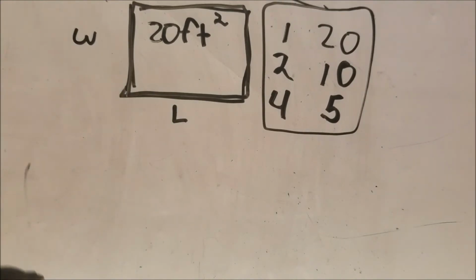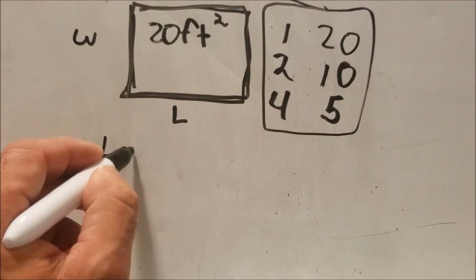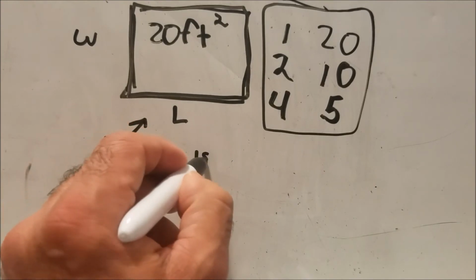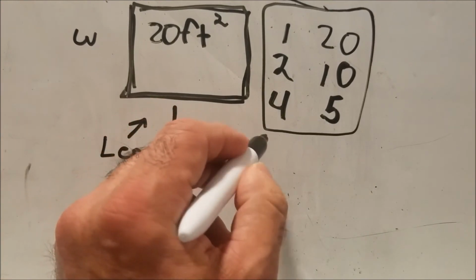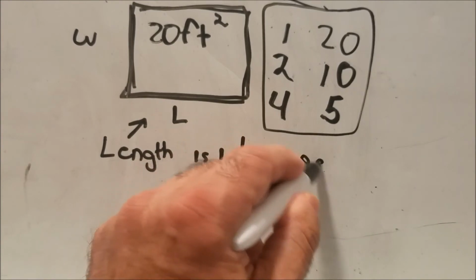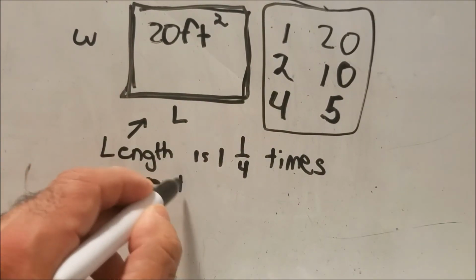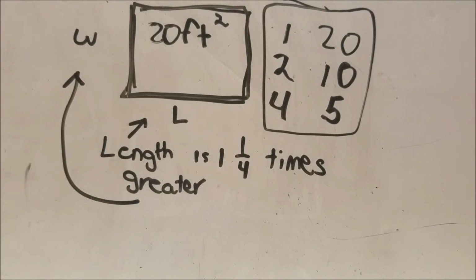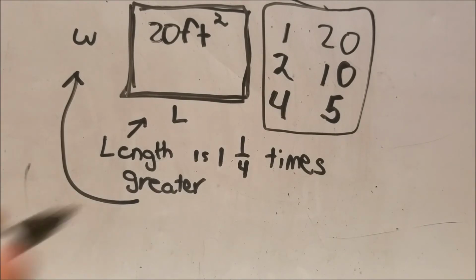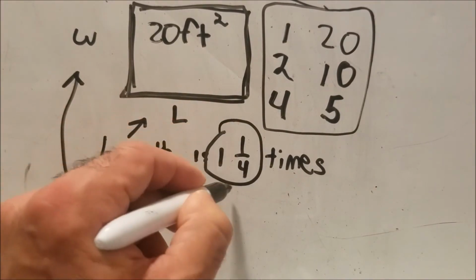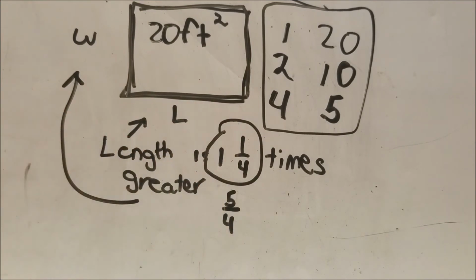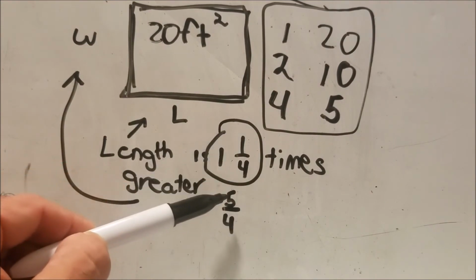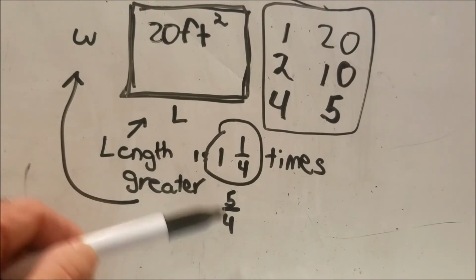So now let's have a question. Let's say that the length, this guy, is 1 1/4 times greater than the width. So what is 1 1/4? 1 1/4 is also 5/4. How did I get that? How is 1 1/4 5/4? Well, 4 times 1 is 4, plus 1 is 5. So the length is 5/4 of the width.